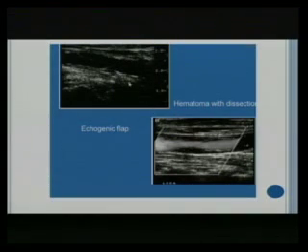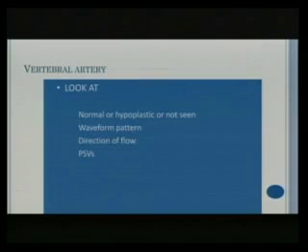This was another patient here where, I don't know whether you can see it well, but we do see partly an echogenic flap here and an echogenic flap here in this patient with the internal carotid artery dissection, and subsequently there was a hematoma, there was no vascularity, and this was known to be a hematoma.